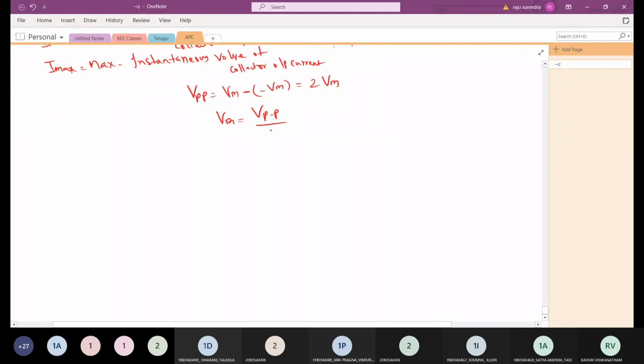Vm is equal to V peak to peak by 2. V peak to peak is nothing but V maximum minus V minimum, by 2.